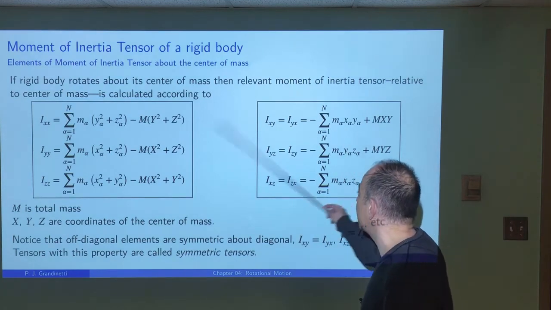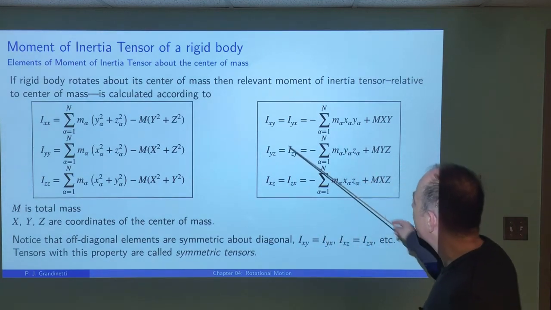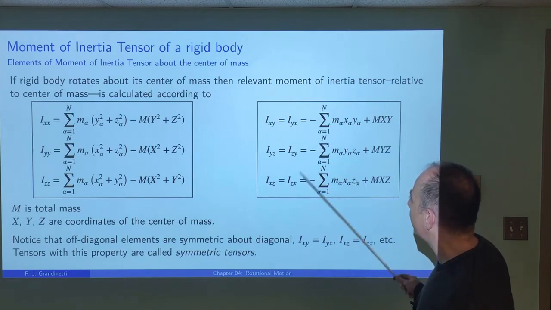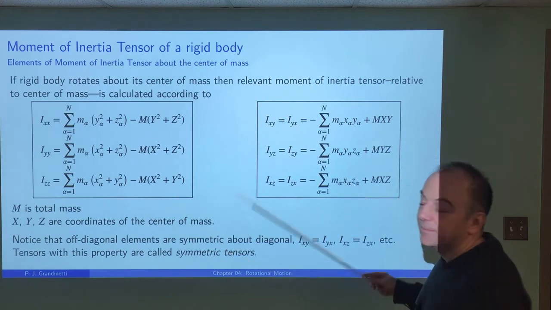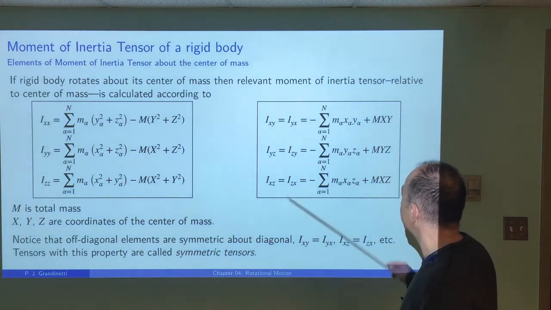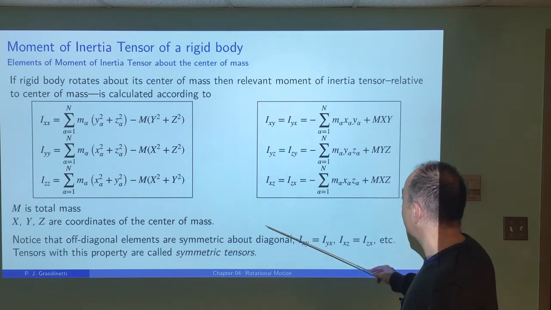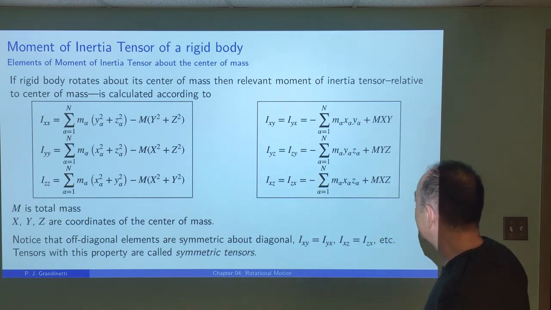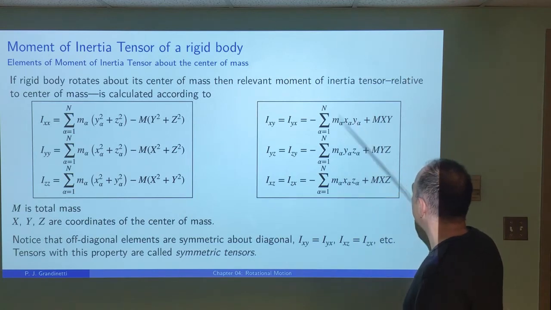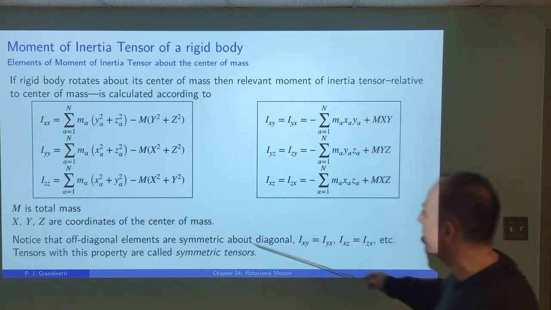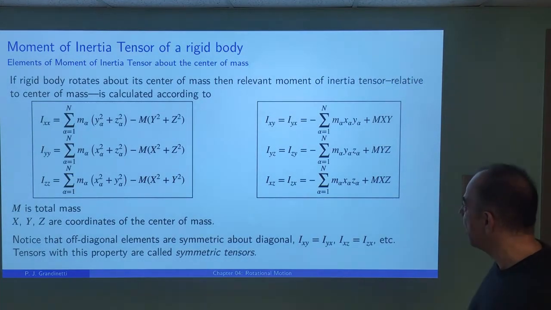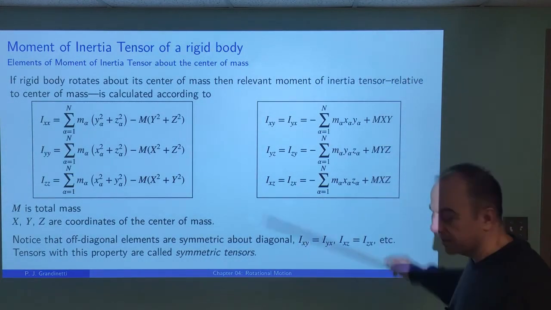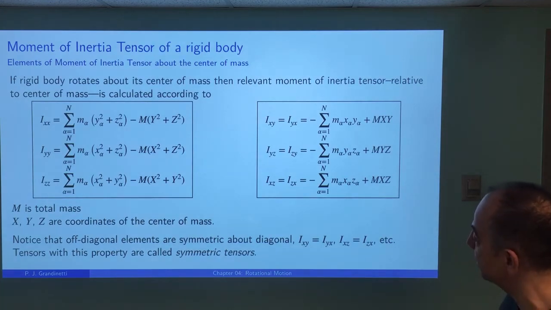But in practice, you only need to calculate 6 because these elements, the off-diagonal elements, are related by symmetry. So I_XY is equal to I_YX, so you only need to do this one once. And I_YZ is equal to I_ZY, and I_XZ is equal to I_ZX here. So these are another 3, here's 3, so you need a total of 6 calculations to get the 9 elements. Okay. When these are equal like this in a matrix, that means that the matrix is a symmetric matrix or a symmetric tensor.